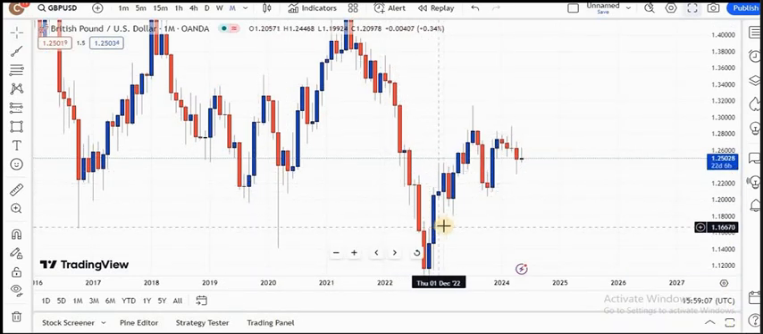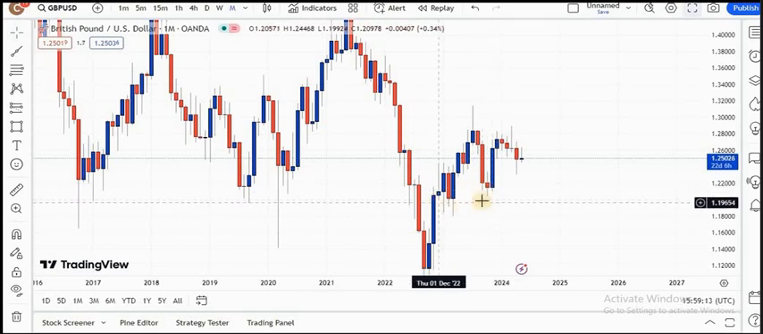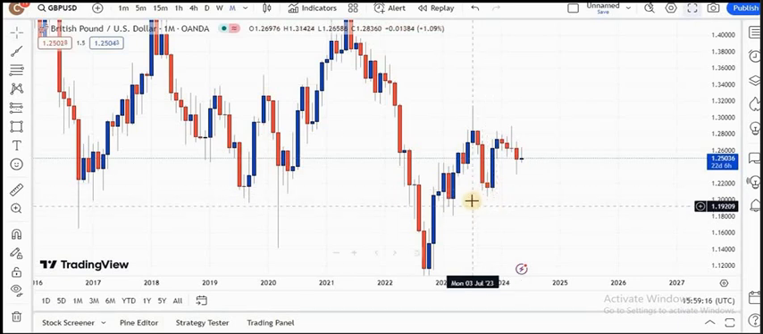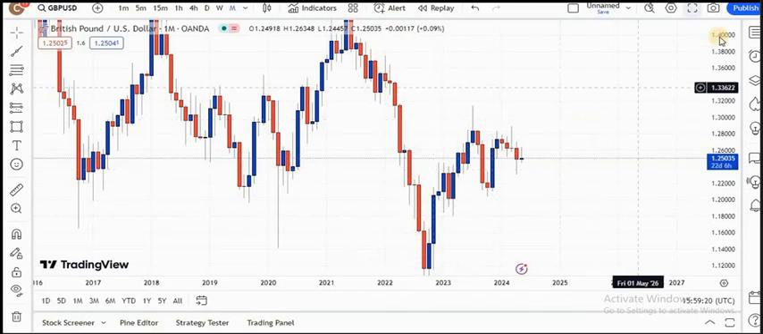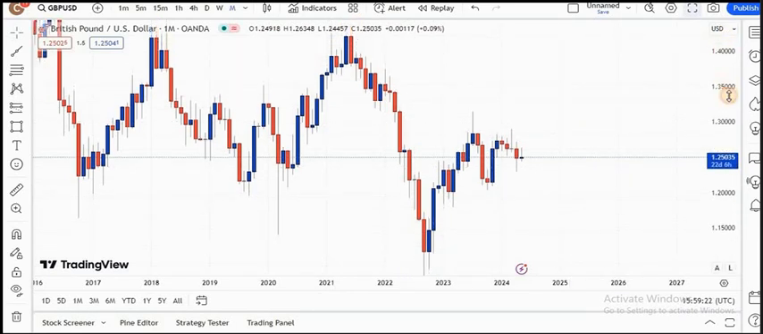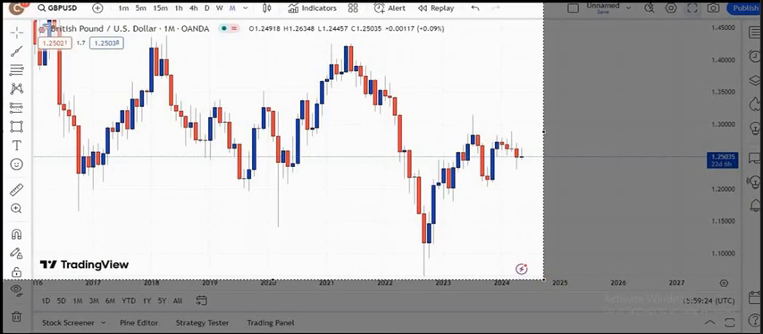Welcome to Gbpuds Finance. In today's video I want to talk about an update that I have seen on Pound USD, because last week we were able to analyze this particular pair and we knew what we were expecting. So last week we concluded that this market is a bear market. Why did I say it's a bear market?